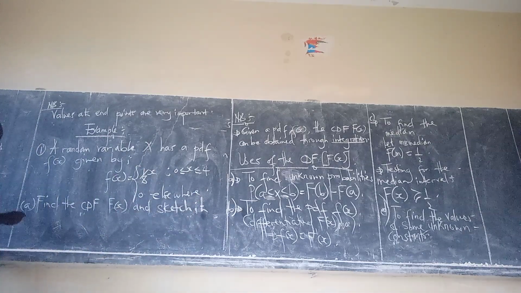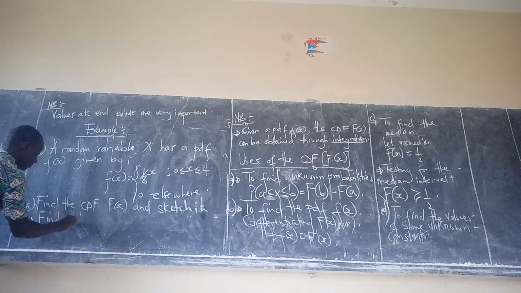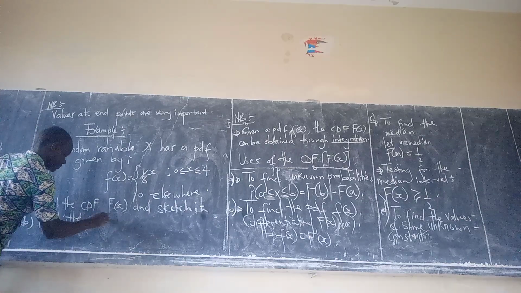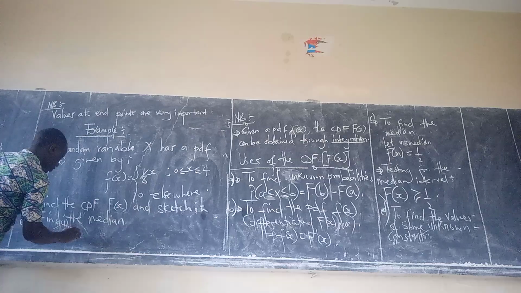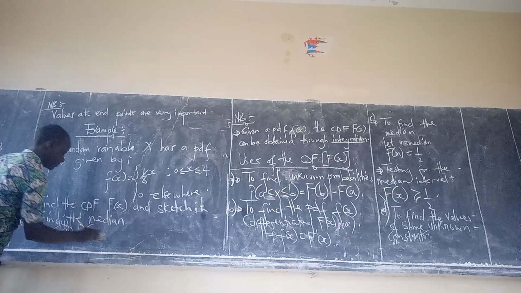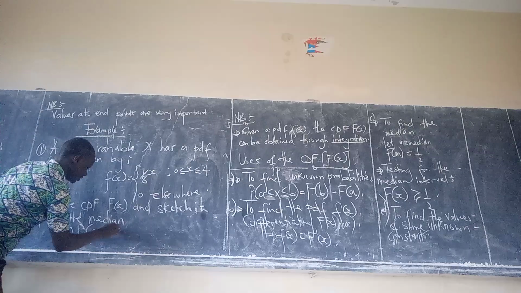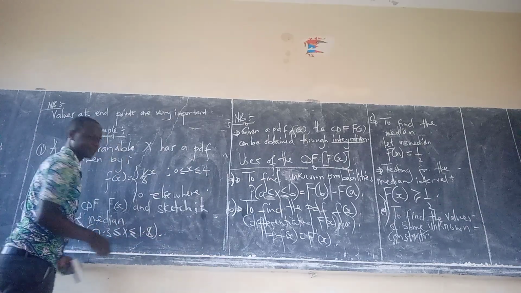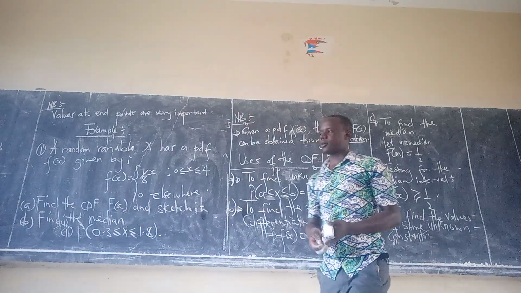Then part B is to find the median. Then part C, we need the probability that 0.3 is less than or equal to X, which is less than or equal to 1.8. Yeah, that is going to be our exam.